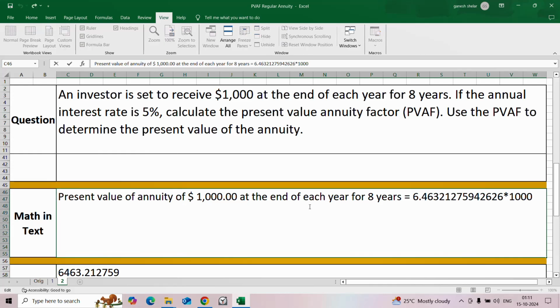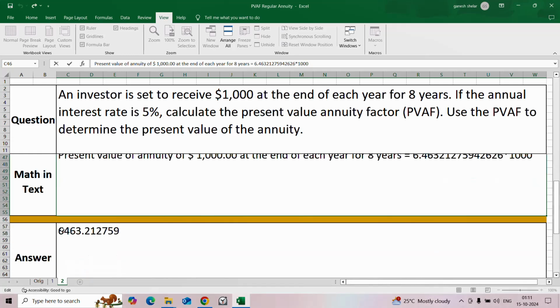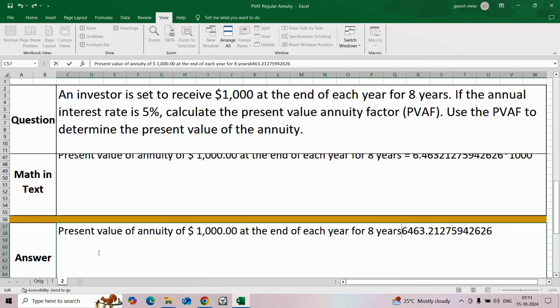The present value of an annuity of $1,000 at the end of each year for 8 years equals $6,463.21.